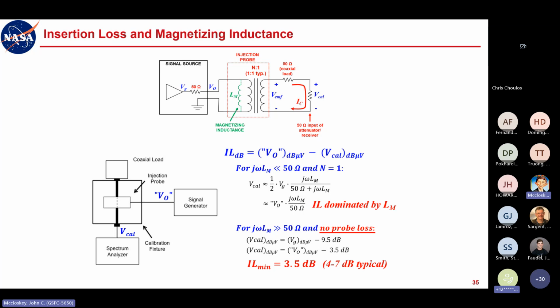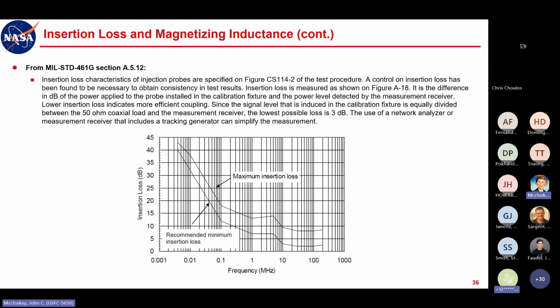It may seem like it's down in the weeds, but if you spend any time doing CS114 and looking at these insertion loss curves, it can be a little bit of a weird thing until you actually think through what it means. So this is the verbiage from the Mil standard. I'll just read this here. A control on insertion loss has been found to be necessary to obtain consistency in test results. Insertion loss is measured as shown, and that's the figure on the previous page. It is the difference in dB of the power applied to the probe installed on the calibration fixture and the power level detected by the measurement receiver.